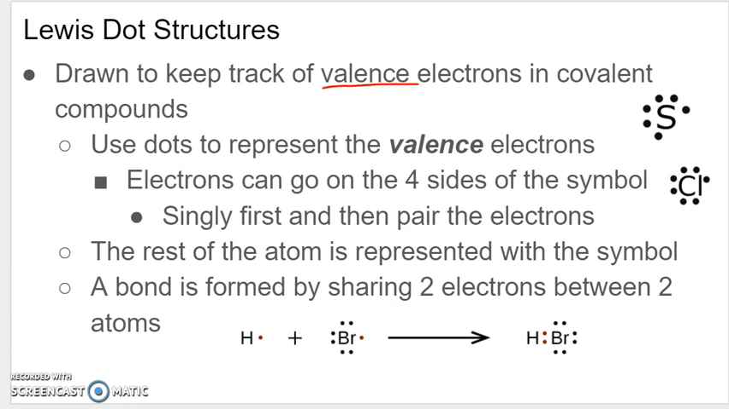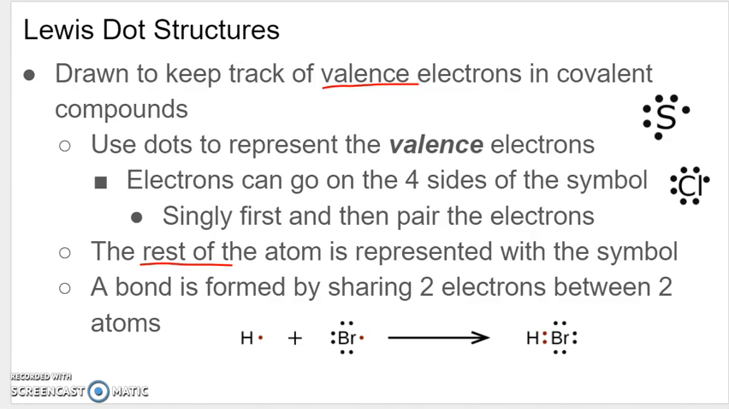Think of it like this. Electrons can go on the four sides of the symbol. And you would put the electrons singly at first and then pair them up, kind of like when we learned about drawing electron configurations. The electrons will go by themselves first before they pair up. The rest of the atom you would just represent with the symbol. When I'm talking about the rest of the atom, I'm really just referring to the nucleus and the inner electrons. We don't need to worry about them because they're not really involved in forming bonds.